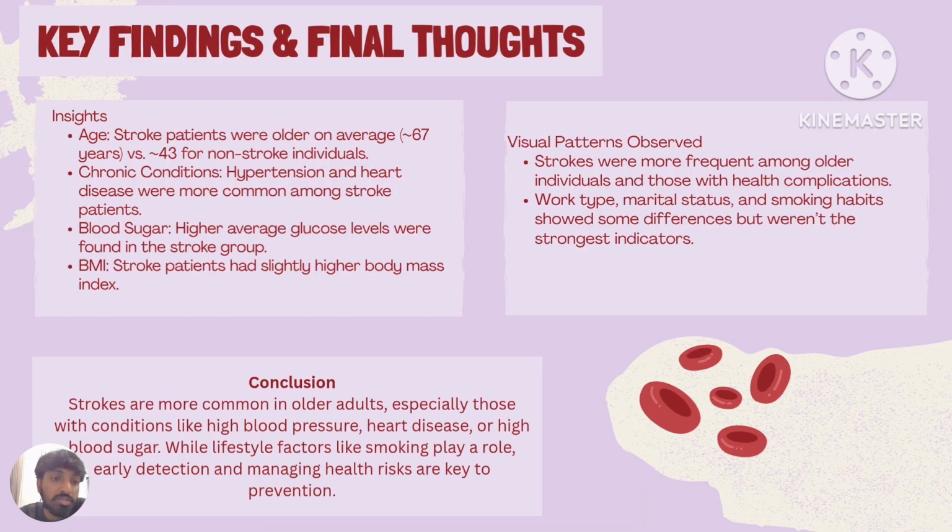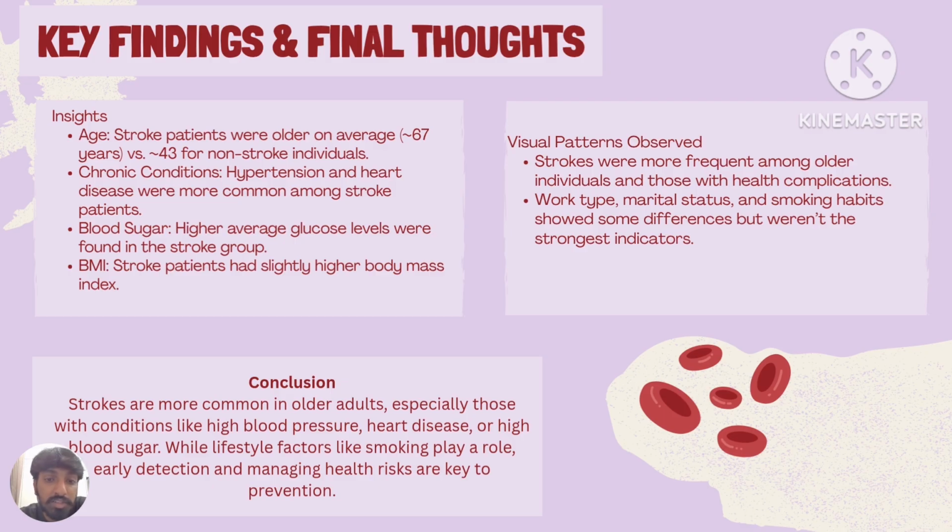So, the key findings and final thoughts. The insights are, first, age: stroke patients were older on average, 67 years old versus 43 years old for non-stroke individuals. Chronic conditions: hypertension and heart disease were more common among stroke patients. Blood sugar: high average glucose levels were found in the stroke group. And BMI: stroke patients had a slightly higher body mass index.